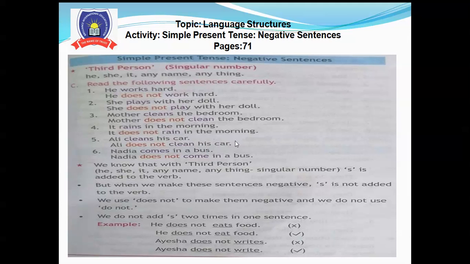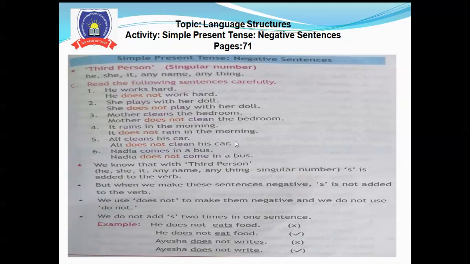Yes, third person is a person about whom we are talking. That's good. So, third person singular number: he, she, it, any name, anything. If we are talking about a person that is male, we will use he. If we are talking about a person that is female, we will put she over there. If we are talking about a non-living thing or animals, we will use it. If we are using any name, anything, then we say that third person is being used.